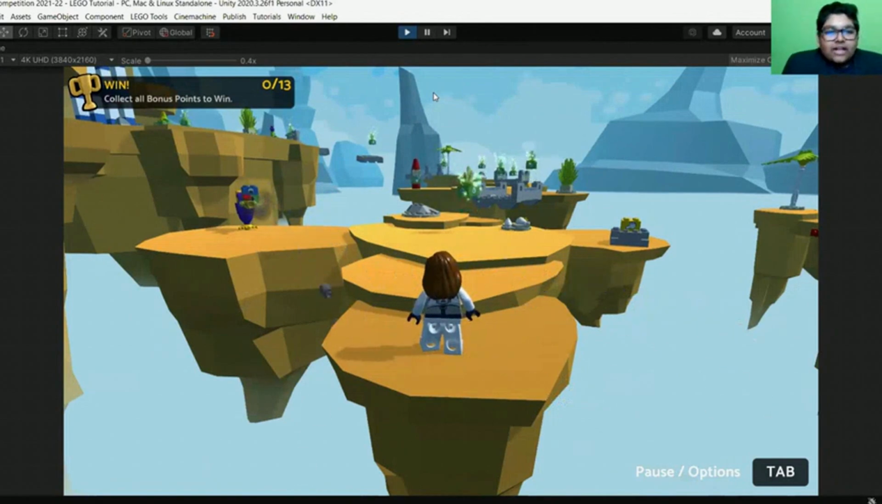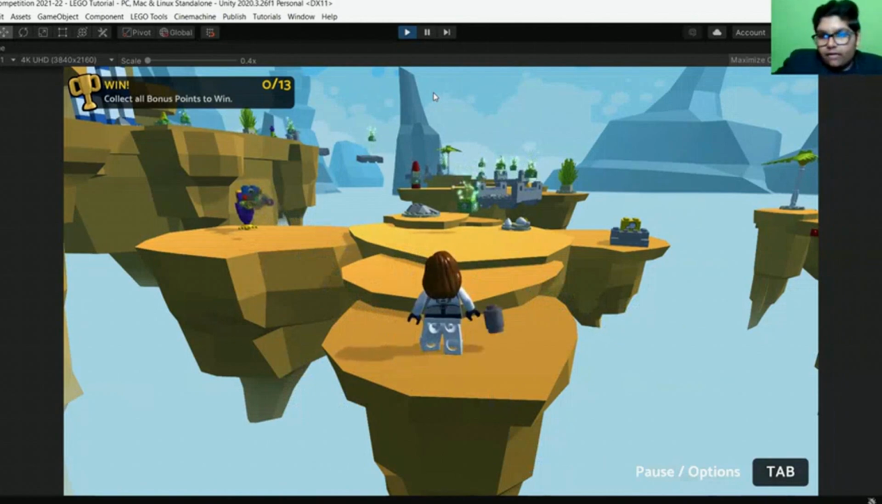I have added many things here. Like you can see there's a gun which fires bullets at you, and if you get touched by it, you will be completely destroyed and you will lose the game. If you want to win, you can see there is a message saying that you have to collect all the bonus points to win. There are 13 bonus points, and we have to get very far from it.